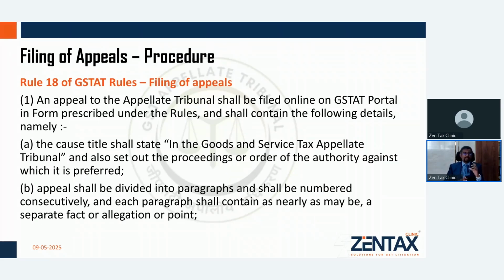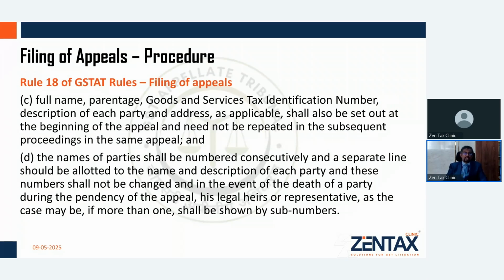Then the appeal shall be divided into paragraphs and shall be numbered consecutively, and each paragraph shall contain, as nearly as may be, a separate fact or allegation or point. When you have 10 different paragraphs, they hold 10 different facts or allegations or legal points. That is how it needs to be generally numbered. The full name, parentage, GSTIN, description of each party and address as applicable shall also be set out at the beginning of the appeal. That is, who the party is and their GST number, and it need not be repeated in each of the subsequent proceedings in the same appeal. Once you say what the GST number and name are, we will generally say he is the appellant.